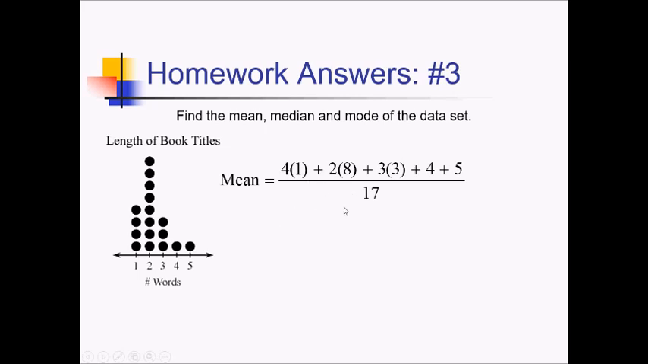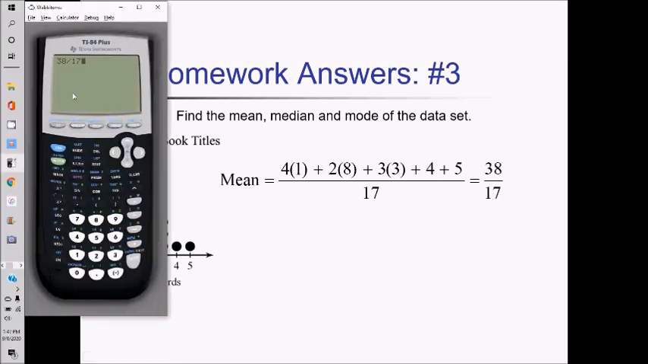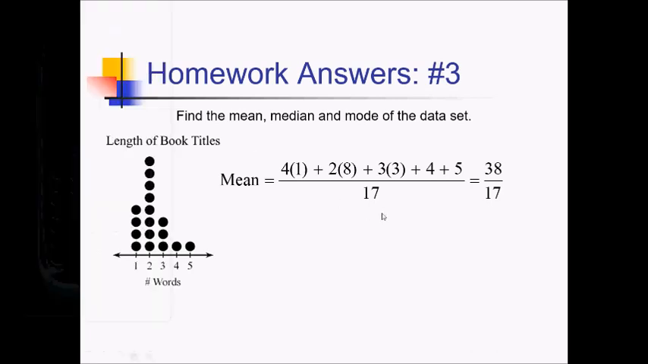Let me add all this up on the calculator. Actually, I don't really need the calculator. We've got a 4 plus a 16 is 20, plus a 9 is 29, plus 4 is 33, plus 5 is going to be 38. So 38 divided by 17. Now I need the calculator. So dividing 38 by 17 to the nearest hundredth, that's going to be 2.24.